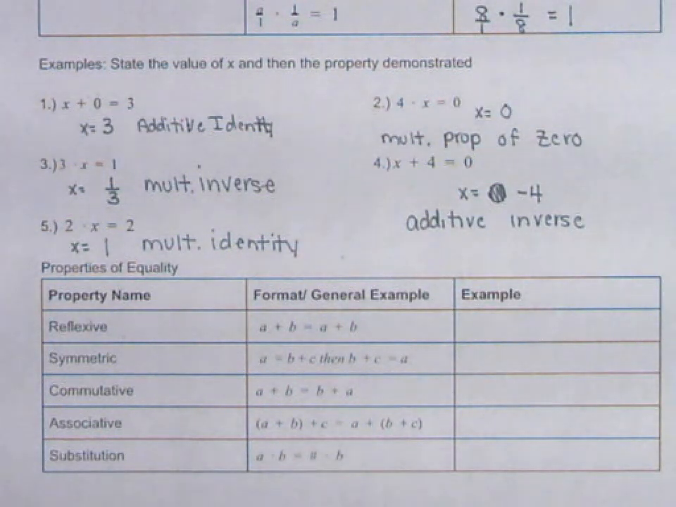Okay. We did 1 and 2. For 3, I got x equals 1/3. Did you get x equals 1/3? And I got multiplicative inverse. Okay? Next, number 4. I got x equals -4, and since we're using addition, that's the additive inverse. And then number 5, I have x equals 1 because 2 times 1 equals 2, and that would give me the multiplicative identity.